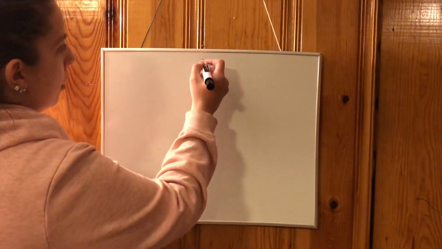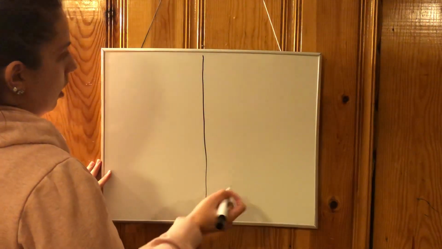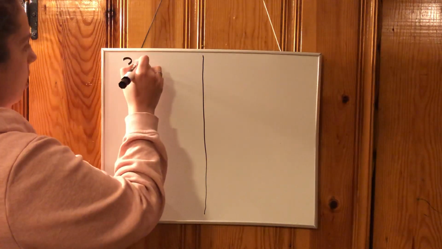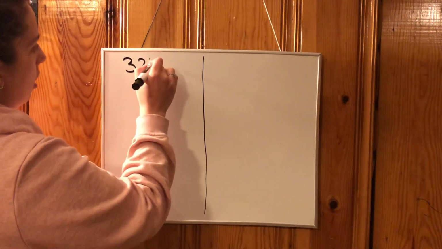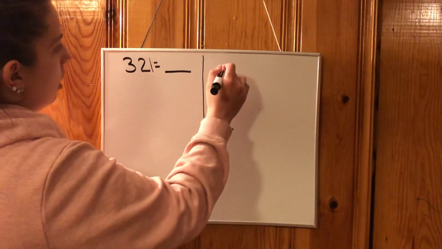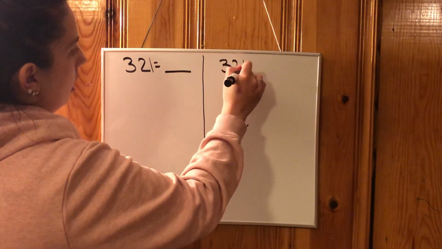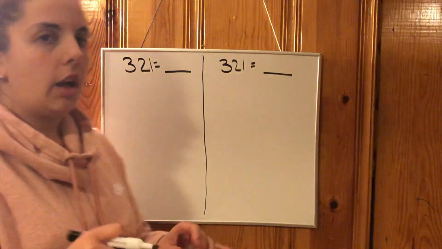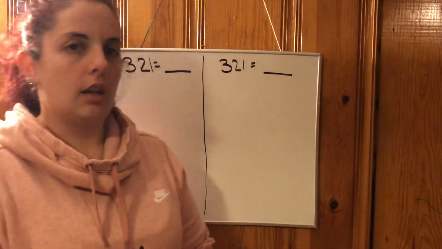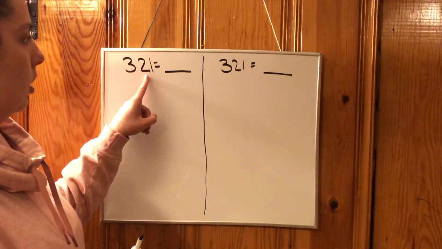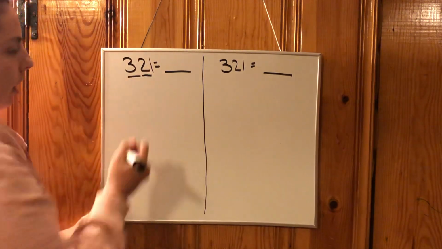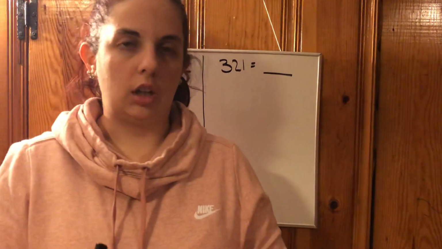So I'm going to cut my board in half. We're going to round 321 to the nearest 10, and then we'll do it again to the nearest 100. Okay, so when I'm rounding a 3-digit number to the nearest 10, I have to look at not only the tens place, but also the hundreds place. Because when we take 100, it can be broken into 10 tens.